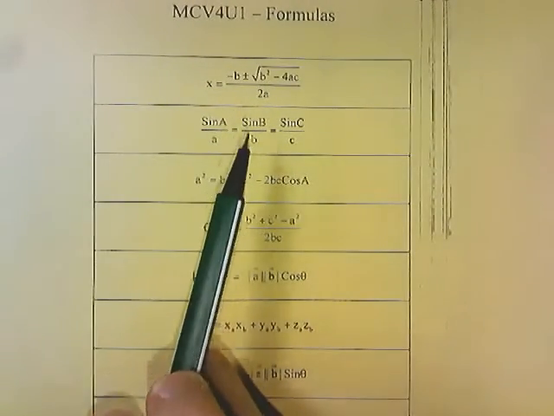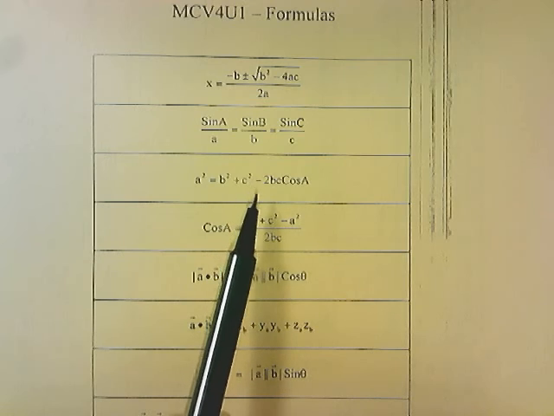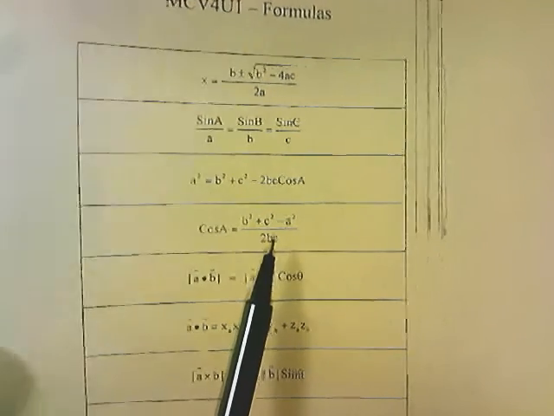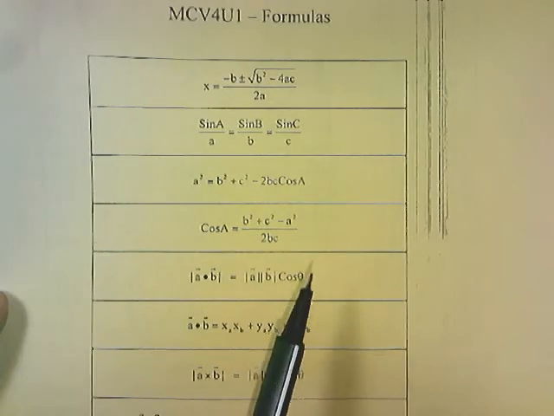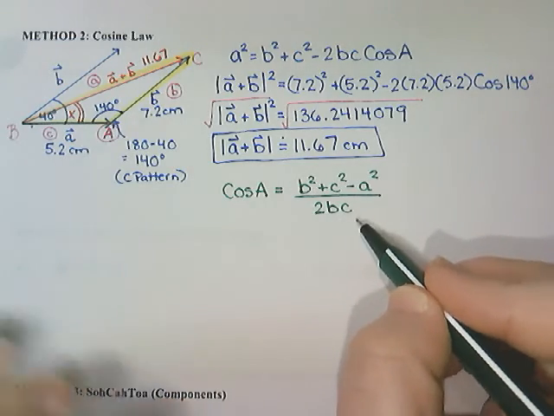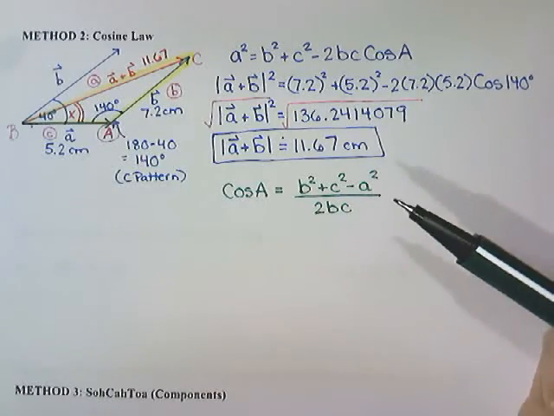All right, so the formulas for sine law, for cosine law for the side, and cosine law for an angle are all on your yellow sheet. You just have to look for them. Okay, so I have cosine A equals b squared plus c squared minus a squared over 2bc, right? That just came off of this formula sheet.